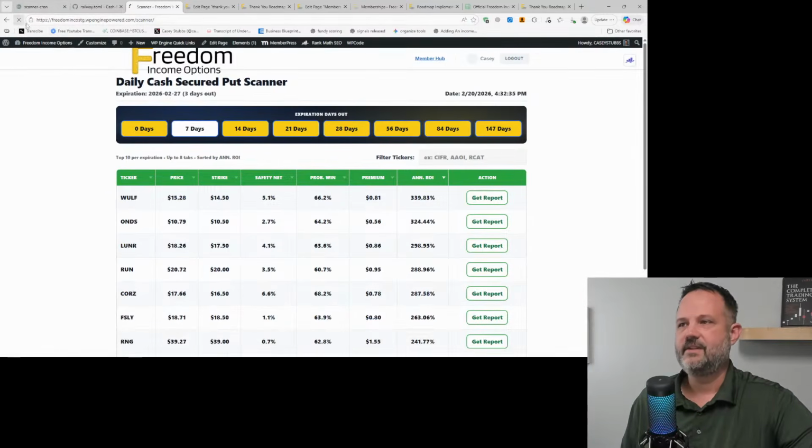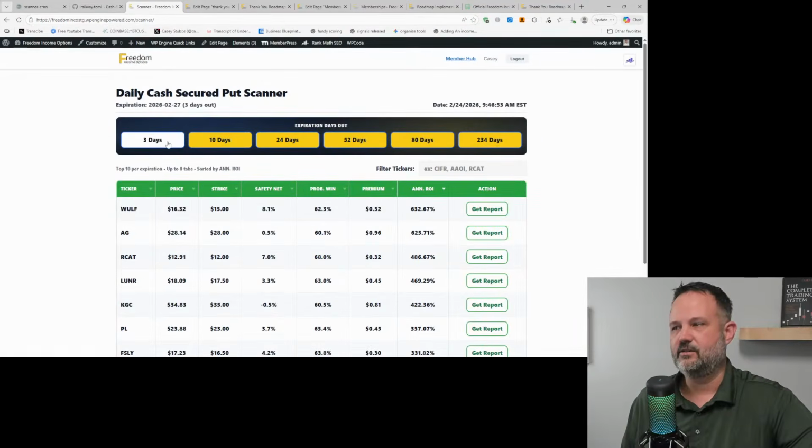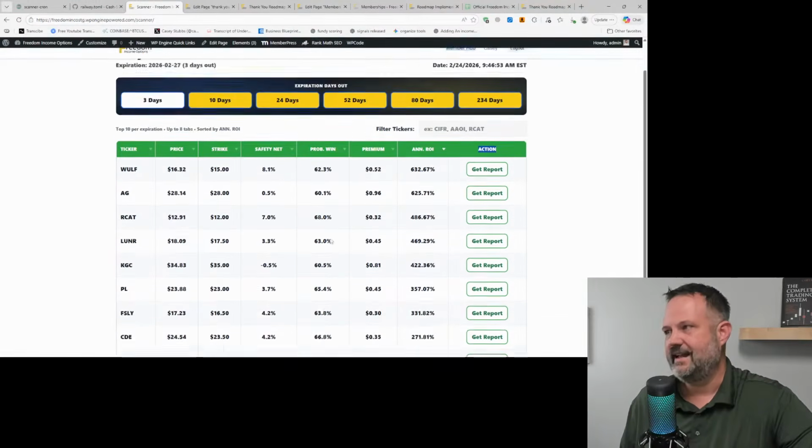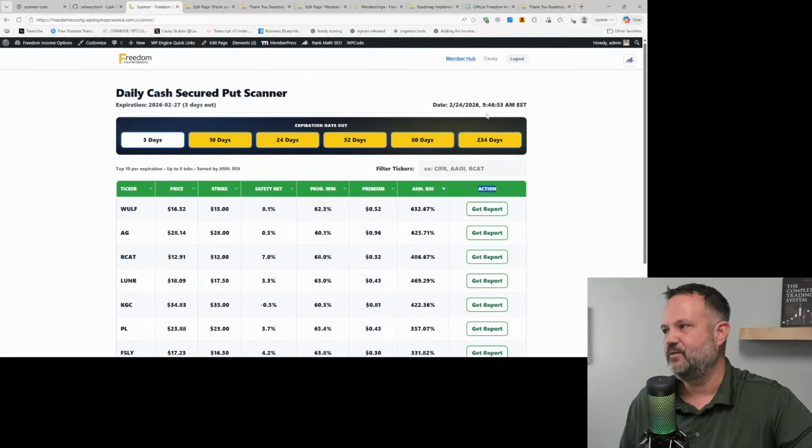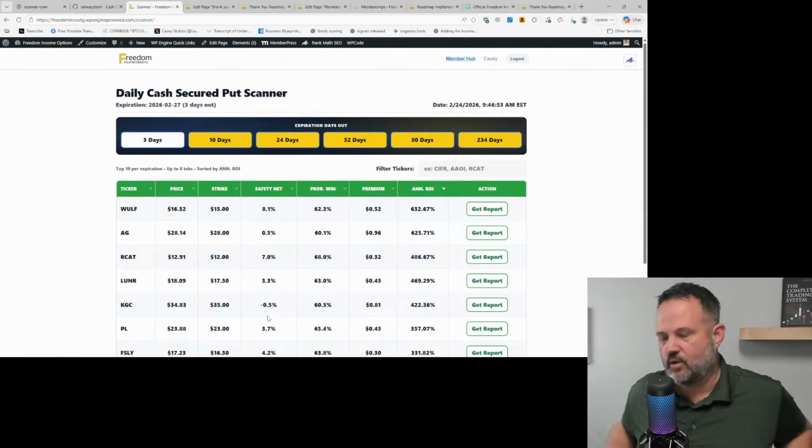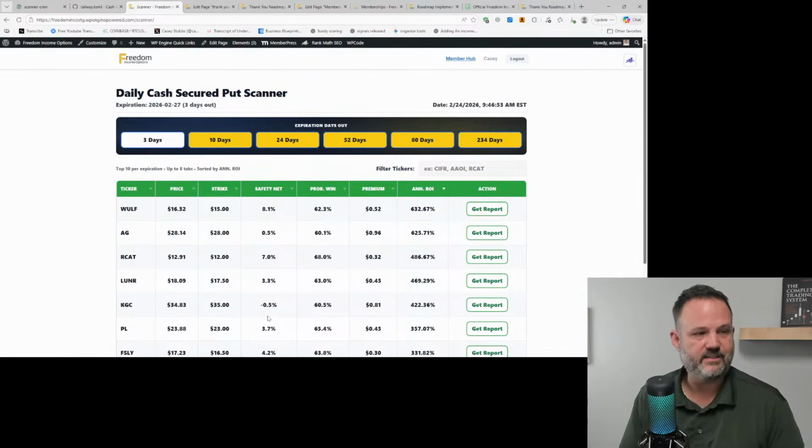Let me update it. So the current scanner takes a long time to load. This one's going to be automatically loading throughout the day and scanning for it. So there's not going to be any load time. Whenever you see it, you'll see it right up here. And it's going to put out the best possible stock. So right now we have Wolf. If we click Analyzed ROI, we have Wolf, AG. And so I'm going to be updating quite a few of these.